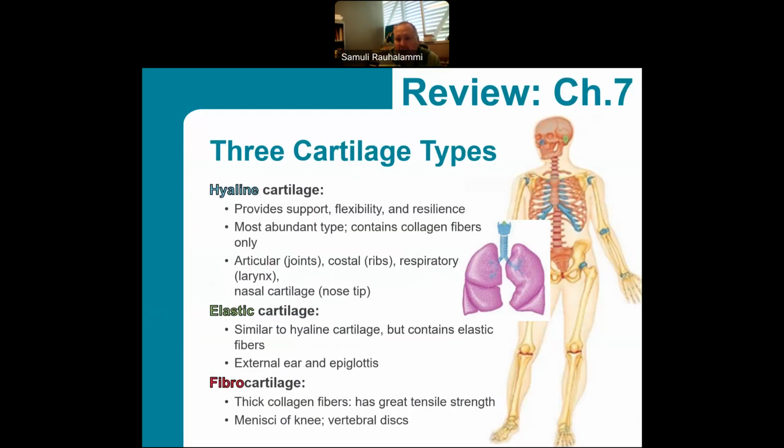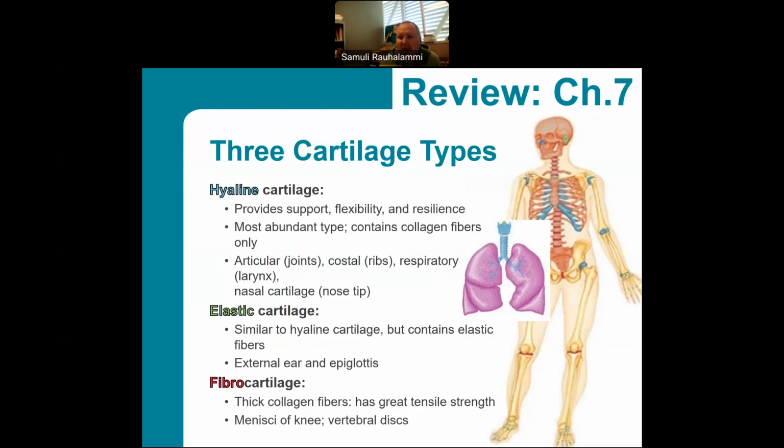And finally, let's look at fibrocartilage. Fibrocartilage differs from the previous cartilages in the sense that we find a lot of thick collagen fibers in these. This gives this type of cartilage a very great tensile strength. Some places where we might see fibrocartilage: the menisci of the knee joints are made of fibrocartilage. Another common place is our vertebral column, in those discs between the vertebral bones. Those intervertebral discs are made of fibrocartilage. And finally, I wanted to mention the pubic symphysis, which is also made of fibrocartilage.